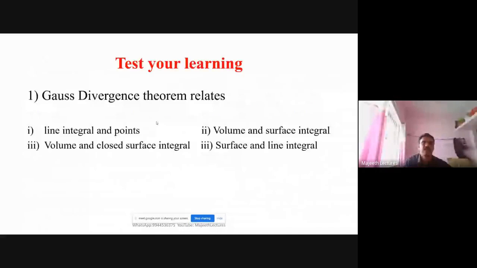Okay, you can see these examples, Gauss divergence theorem relates. You see, just now only I told divergence theorem relates line integral and points. No. Volume and surface. Volume and surface, okay, but I told it is closed surface, so look for that answer also. Volume and closed surface. So this is not a right answer. This is a correct answer. Who relates line and its point? It is gradient theorem. Who relates surface and line? It is Stokes theorem. Right? Okay.